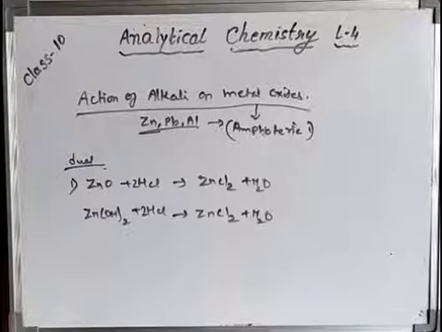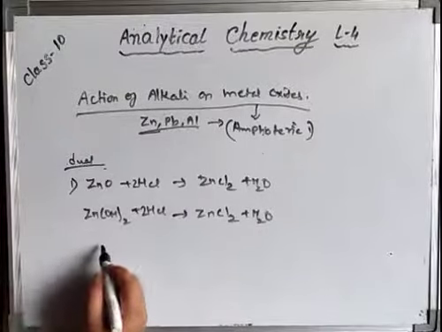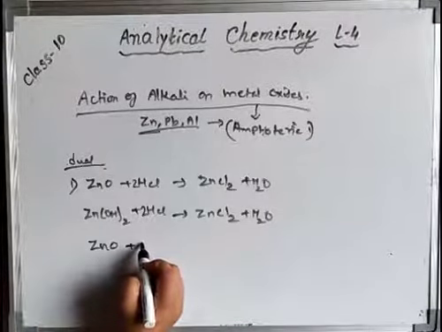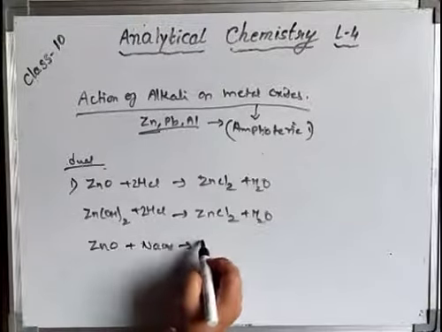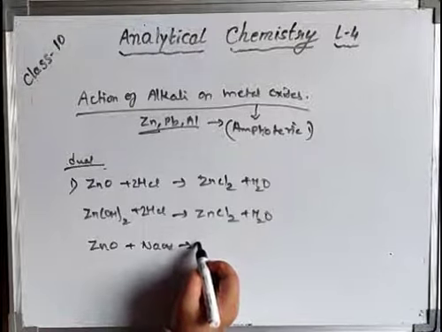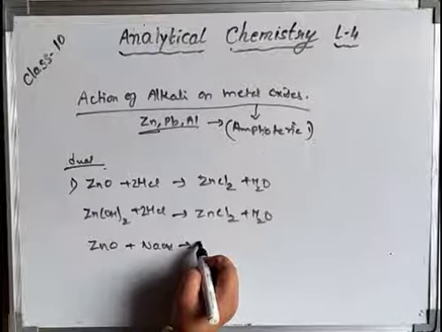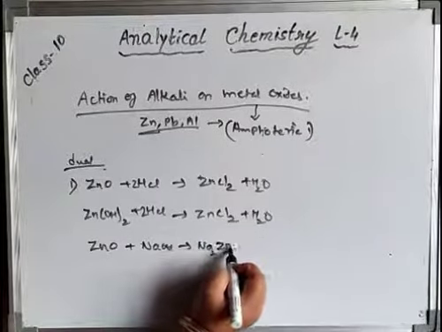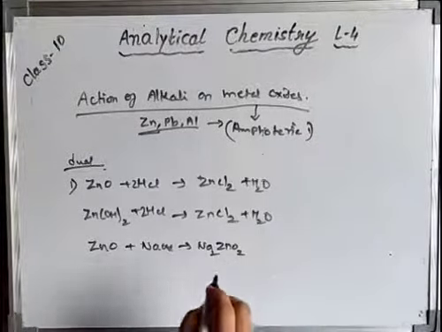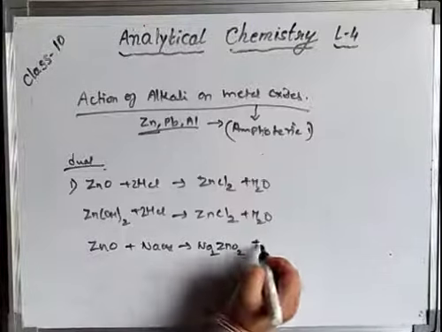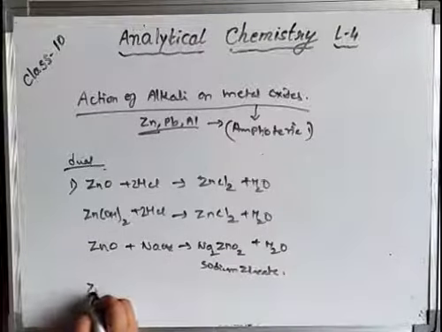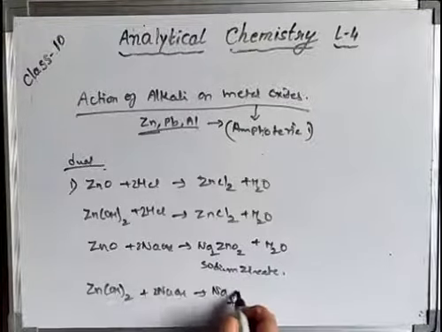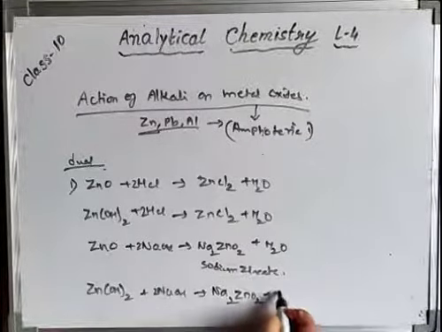But what about the alkali? With the alkali also, let us see. Zinc oxide will react with alkali. They give a salt, but this salt will be a complex salt. You know, sodium zincate is the salt, Na2ZnO2, plus water. Now what about zinc hydroxide? It will also give the same product, sodium zincate plus water.